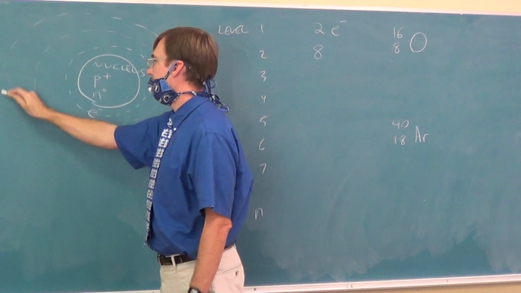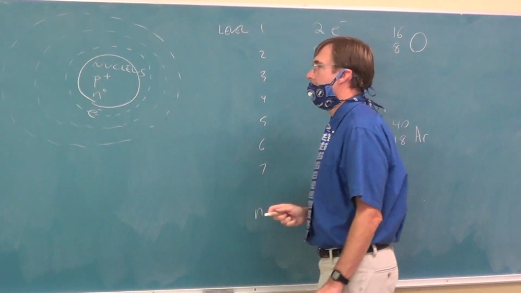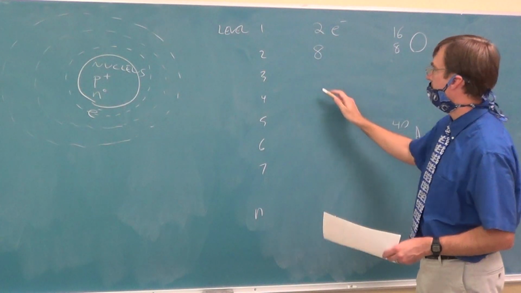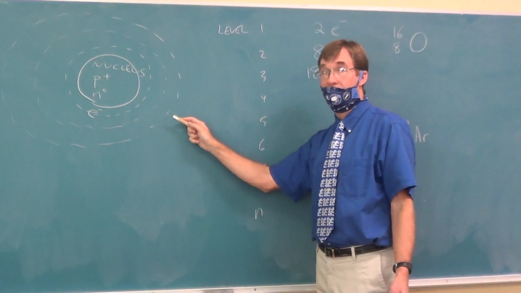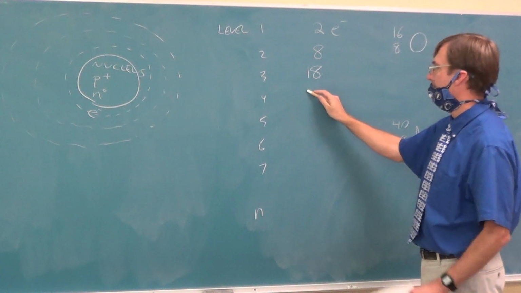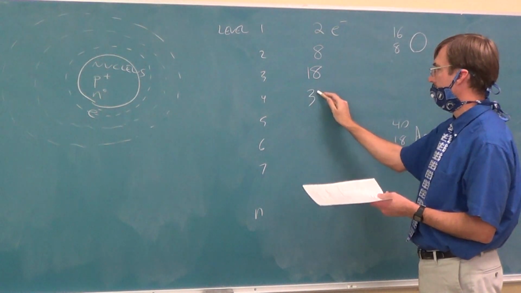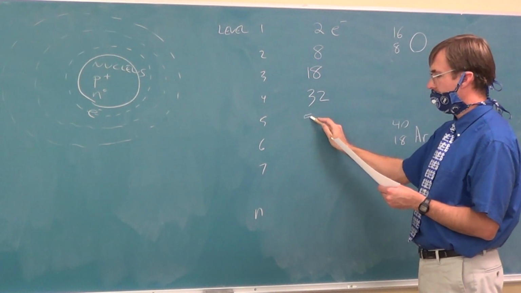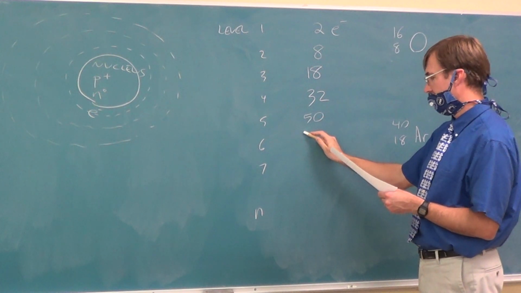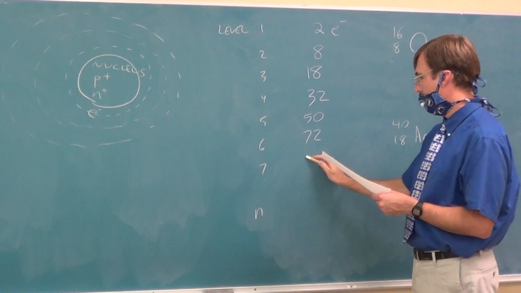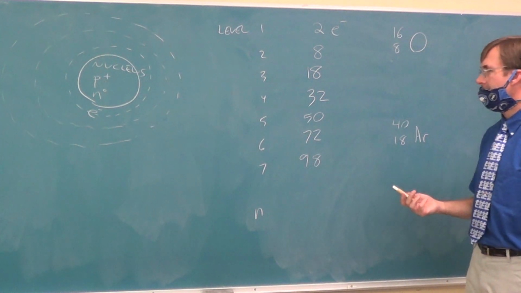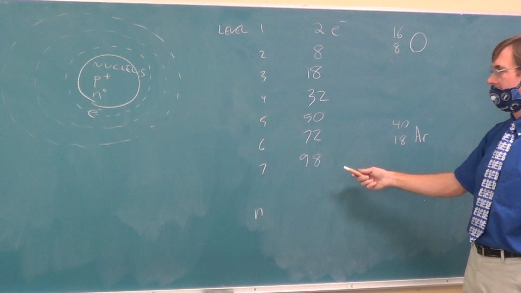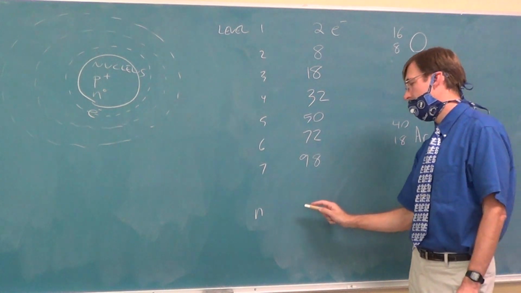Level 3 gets a little bigger still and can accommodate a little bit more. Level 3 can take 18. And then I'm tired of drawing energy levels and I'm running out of board space. So I'll just tell you, level 4 can hold 32. Level 5 can hold 50. Level 6 can hold 72. The next level can hold 98. I don't know if that makes the test. I don't know if you want to memorize a series of numbers, if you have to.